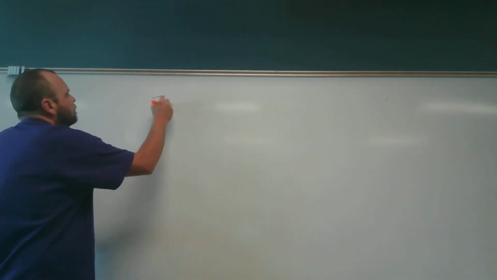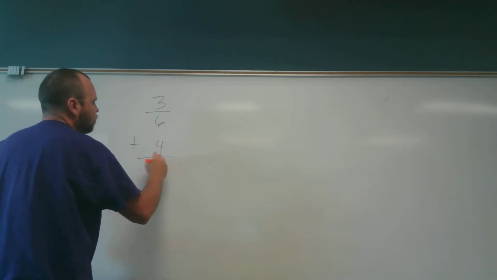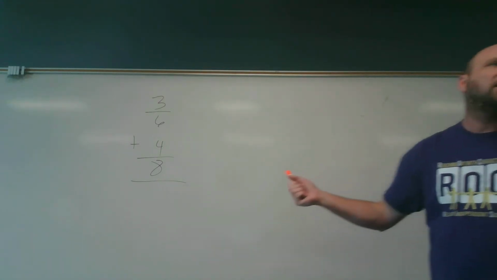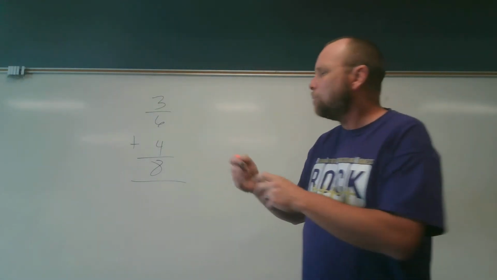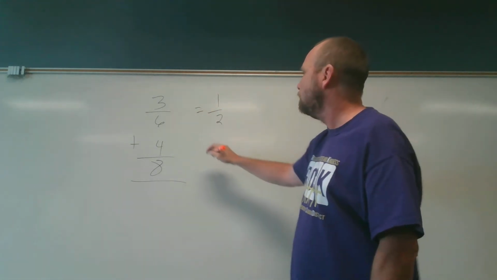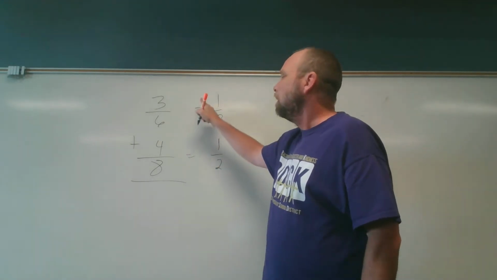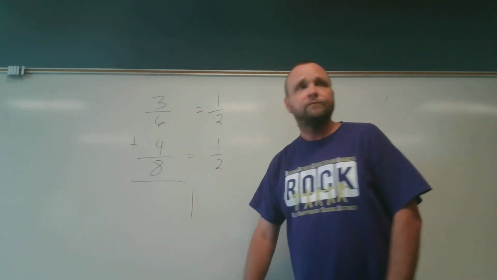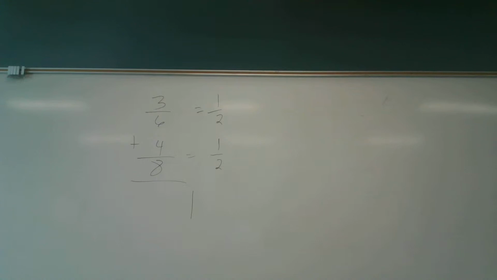3/6 plus 4/8. 3/6 plus 4/8. Nathan, do you notice anything about these two fractions? What do you notice about them? They both equal 1/2. 3/6 is 1/2 because my numerator is half of my denominator. 4/8 is 1/2. And Nathan, if I add 1/2 plus 1/2, what do I get? A whole. 1 whole. That's my answer.